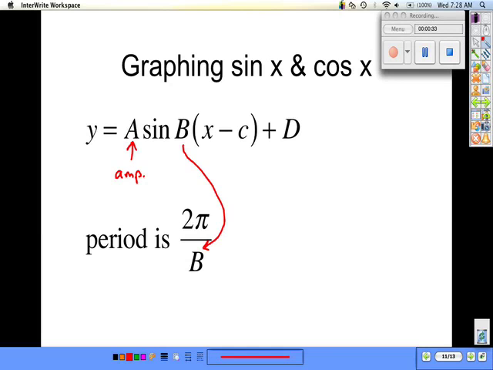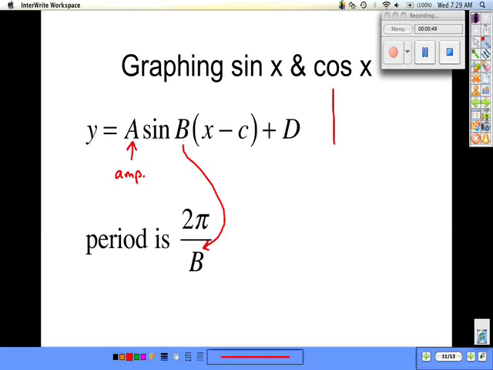C and D behave just like those numbers have in any other function. C gives us a horizontal shift, D gives us a vertical shift. C is sometimes referred to as the phase shift.